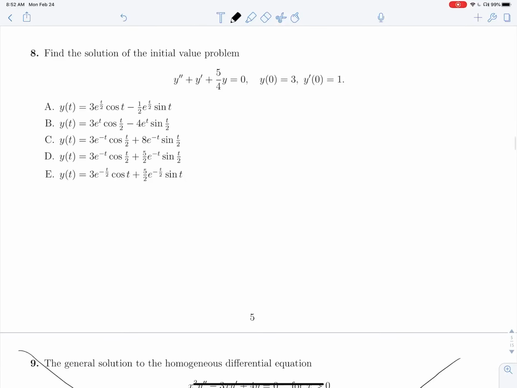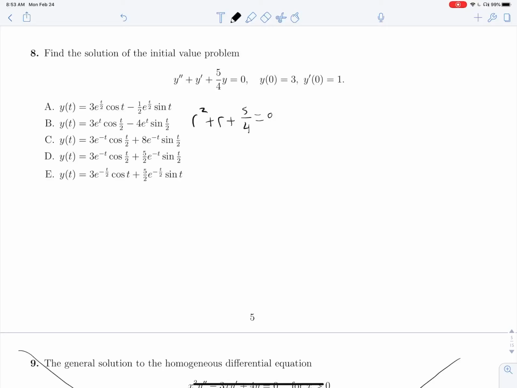Let's find the solution of this initial value problem right here. Right off the bat, we're seeing sines and cosines in our answer choices. We're kind of thinking that this might turn into some complex valued solutions, some complex conjugate solutions, and we can figure this out by setting up our characteristic equation, which will be r squared plus r plus 5/4 is equal to 0.